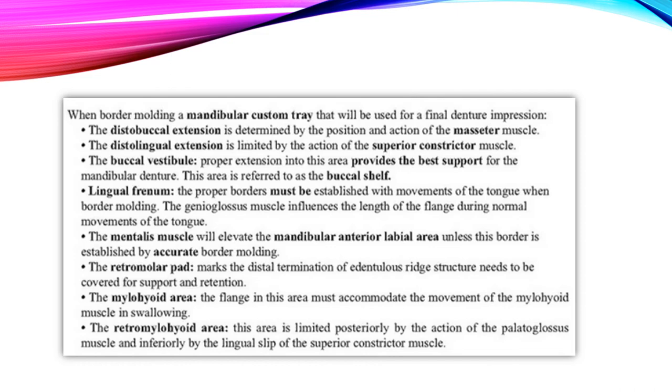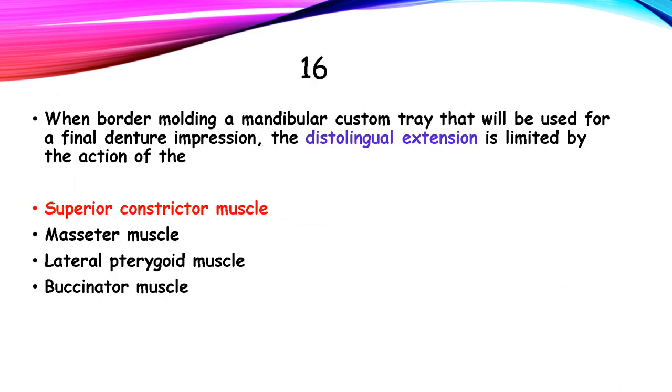The retromylohyoid area is limited posteriorly by the action of the palatoglossus muscle and inferiorly by the lingual slip of the superior constrictor muscle. So, the distal lingual extension is limited by the action of the superior constrictor muscle.